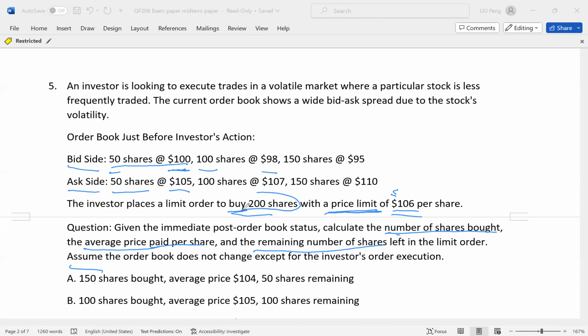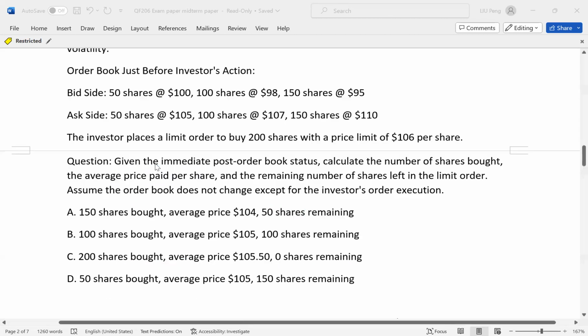What we want is 200 shares, but there's a condition that limits the price to 106. Let's look at the offers. We have 105 and 107, so only 105 satisfies. I'm just going to look at this portion because the rest I can ignore; they are outside my limit. We have 50 shares, so out of 200 shares, we can satisfy 50 of them.